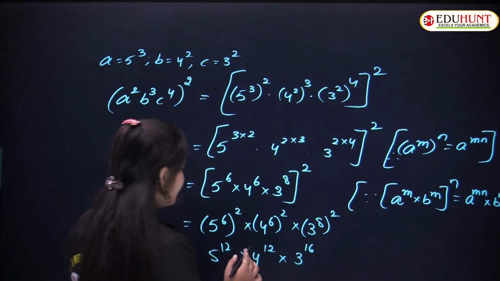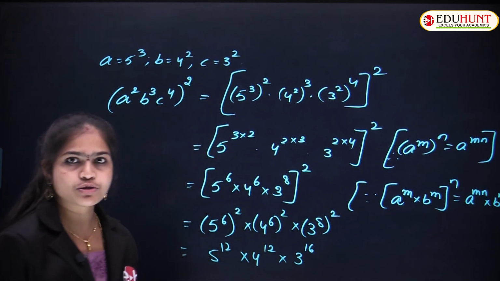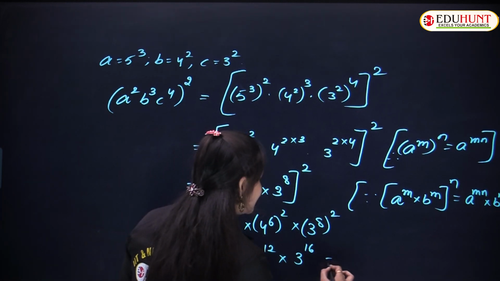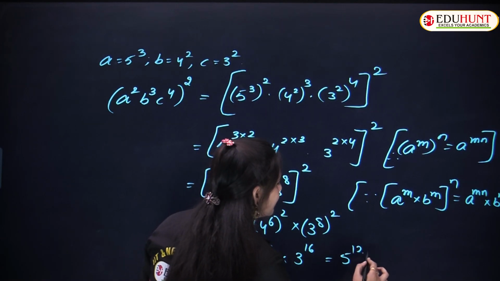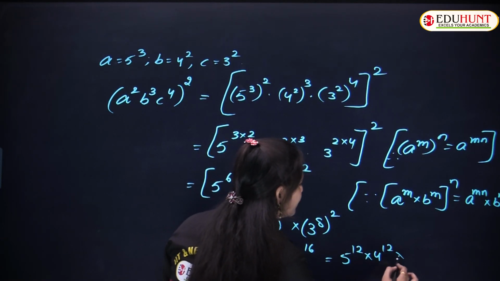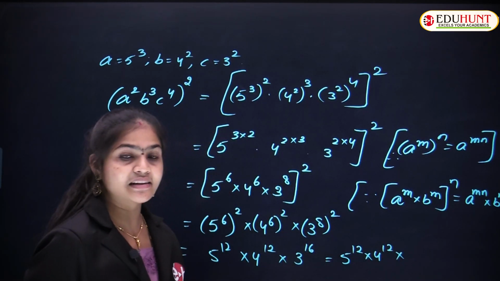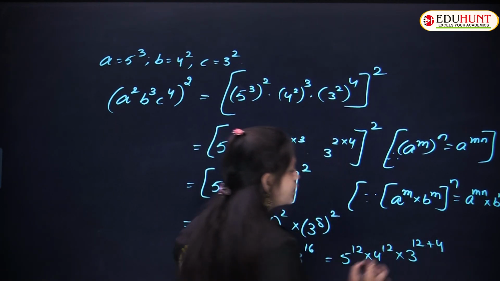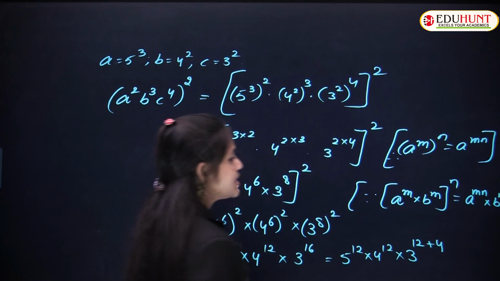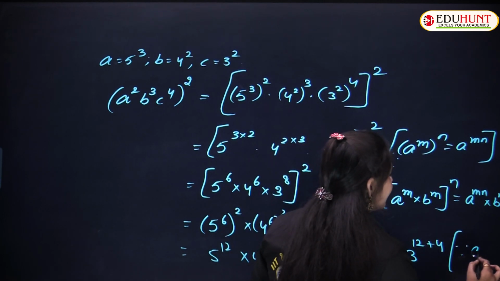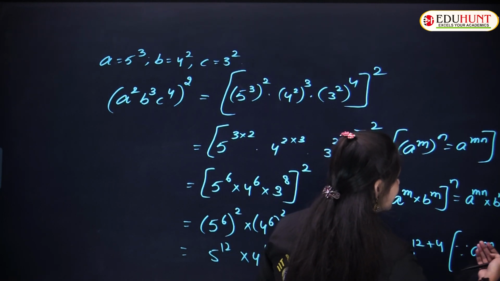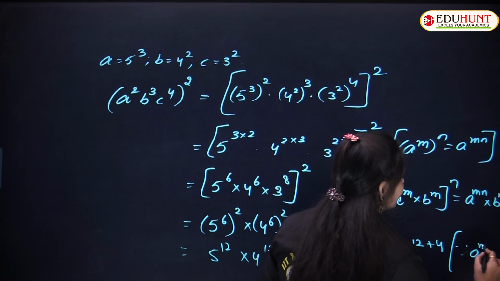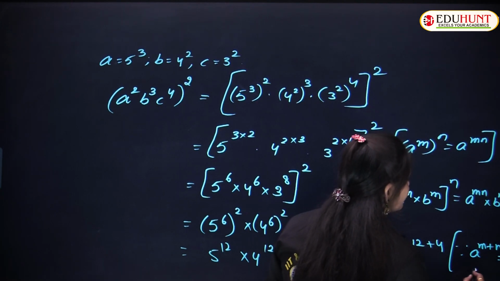Now here these two powers are also 12 only. So that's why just write it as 5 power 12 into 4 power 12 into 3 power 16. 3 power 16 we can write as 3 power 12 plus 4. Shall we write like this? Why? Because here we applied the formula a power m plus n is equal to a power m into a power n.